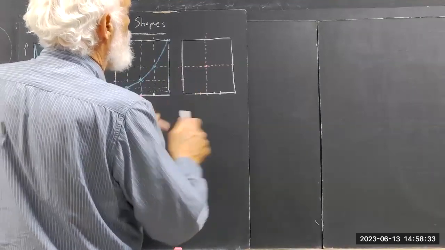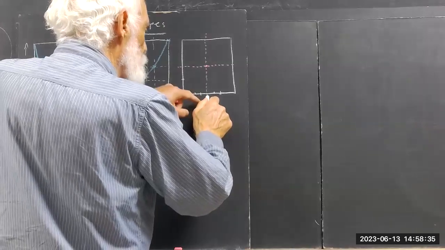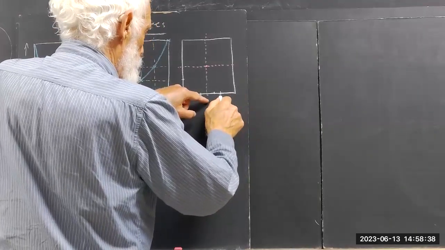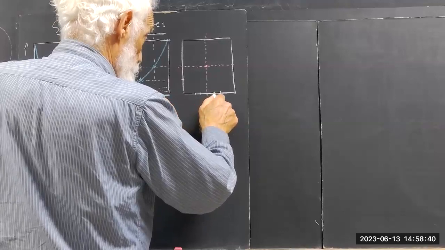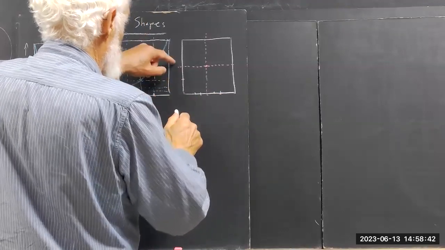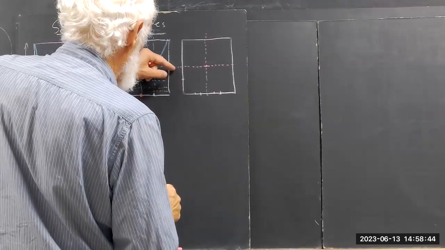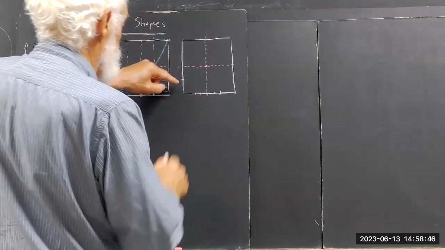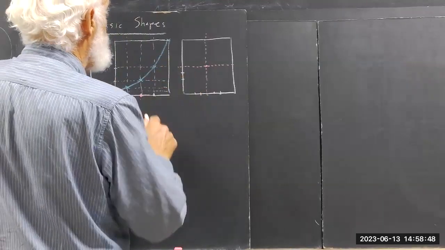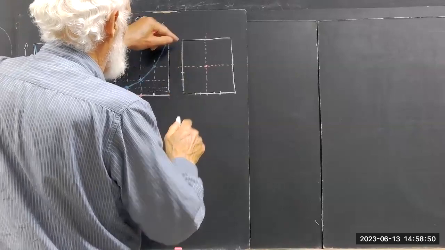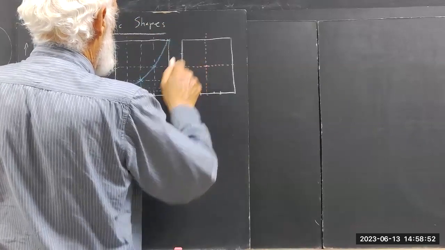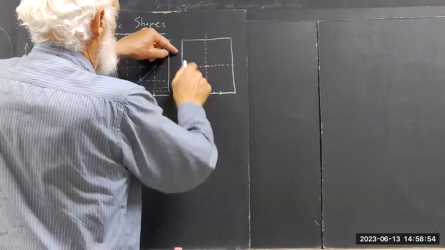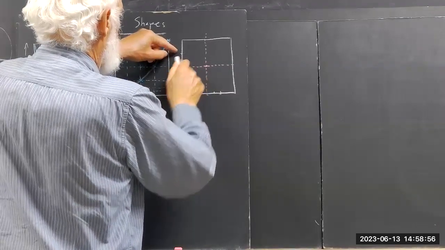Now notice I cut the interval from the red line to here in half, and then from the red line to here in half. Same thing on this side. So I'm going to cut the interval from the red line to this mark in half. Okay. Then from the red line to the top of the square, cut that in half. And then from the red line to that mark, cut that in half.